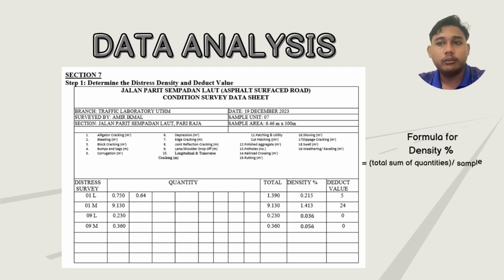For step 1 is determine the distress density and deduct value. The types of distress we get are two types, alligator cracking and shoulder drop off. We have two types of alligator cracking, low and medium, and for shoulder drop off there are two types, low and medium. The formula for density is total sum of quantity over sample area, and for deduct value we get from the graph of deduct value versus percentage density.